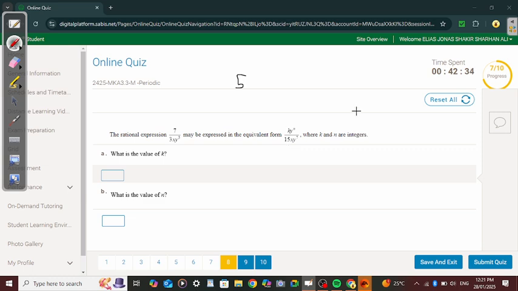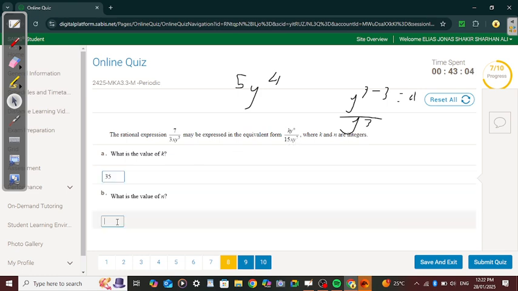Y to the power of 7 over y to the power of 3. We just do 7 minus 3, that will be 4. So y to the power of 4. So 5y to the power of 4, that's what we're supposed to multiply the numerator by. 7 multiplied by 5, that's going to be 35. So the value of k is 35. And then y to the power of 4. They're just asking what's going to be the variable of y.